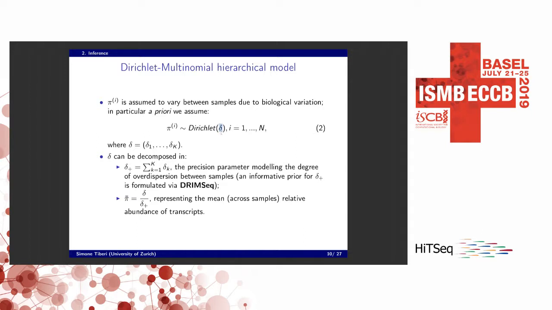And this parameter here is called a hyperparameter, and it basically summarizes the information about the group, your experimental condition, and it tells you the relative abundance of your transcripts, basically averaged across your samples, and also via the precision parameter, it tells you how much this mean abundance changes between samples, so the degree of overdispersion. And since we use a Bayesian approach, we actually infer an informative prior for this precision parameter. And the information is basically taken from the other genes.